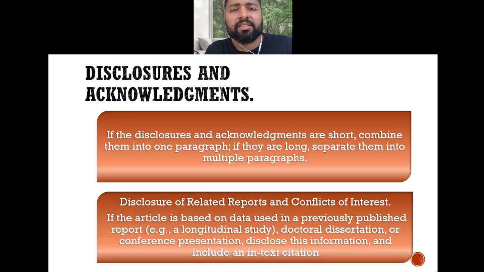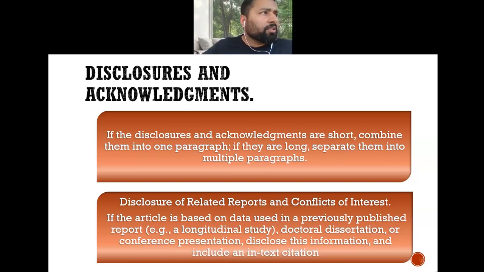Then disclosures and acknowledgements. This is very important. Disclosures: if we write a manuscript and have taken some data from other authors or other institutions, that has to be disclosed, because there should not be any hidden fact associated with the manuscript. So that fact has to be disclosed.